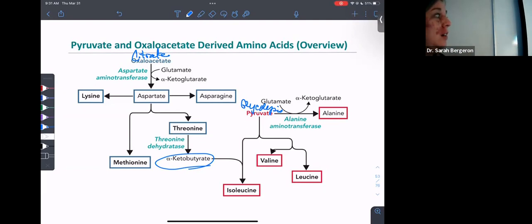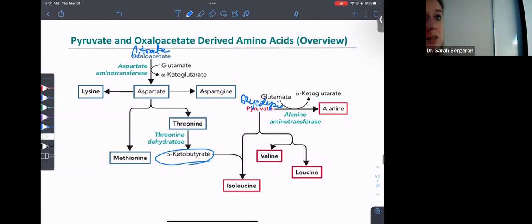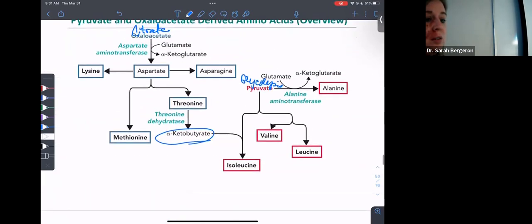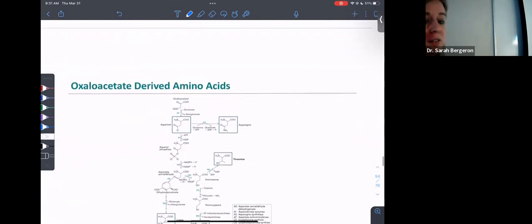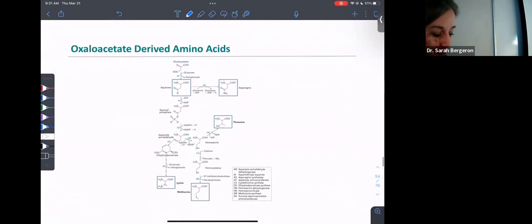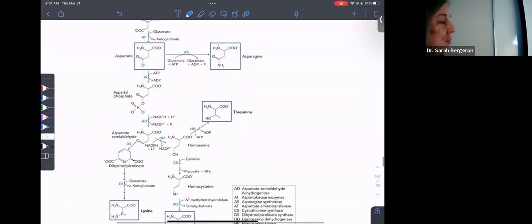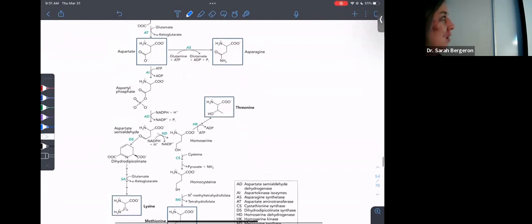Do you have to memorize this? Please don't. Yeah, I would know the essential amino acids. I would absolutely know the essential amino acids. Yes. Okay. The oxaloacetate derived amino acids, please don't memorize enzymes. Please don't do that. There are so many, right, that we have to go down and abbreviate them because the pathways get so complicated.